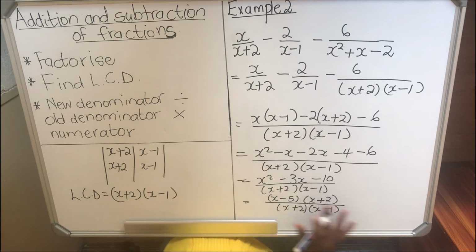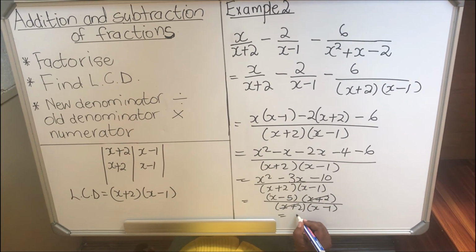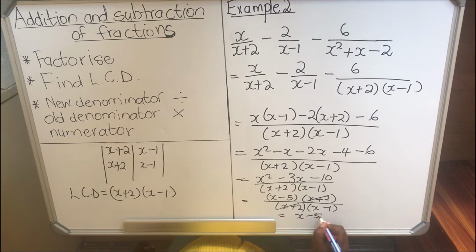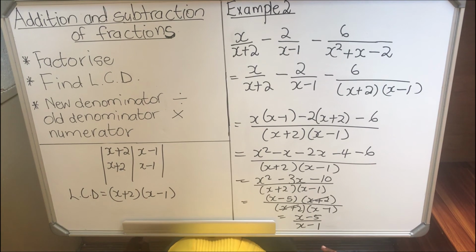Now we have factors. Everything is inside bracket. We can cancel. That will cancel that. Then we're left with x minus 5 over x minus 1. We can't cancel because now we have terms.